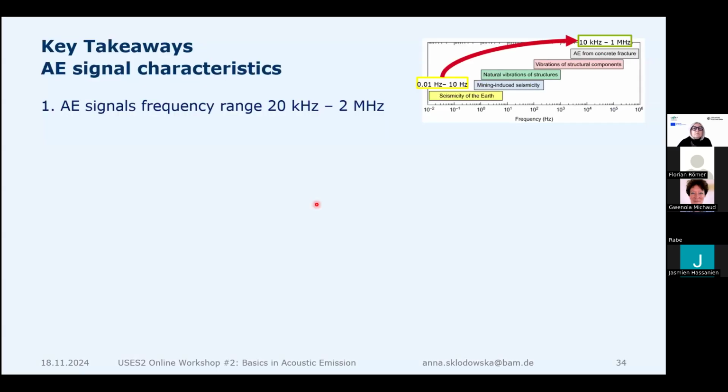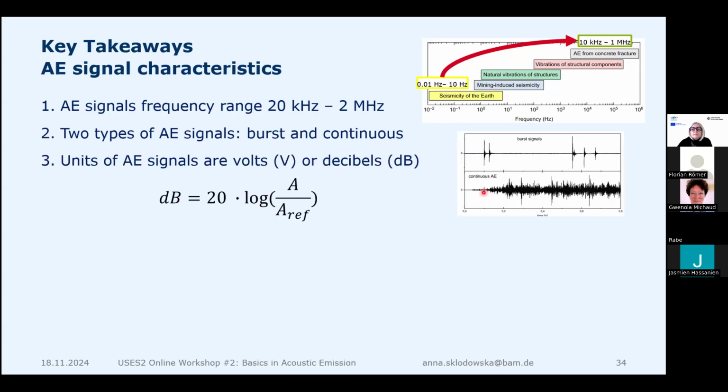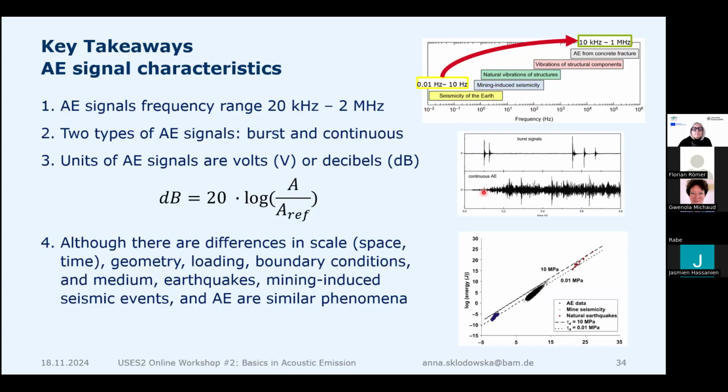So to sum up this part, we have key takeaways here. Acoustic emission signals are in the frequency range from 20 kilohertz to 2 megahertz, or 10 to 1, depending on the sources. We have two types of acoustic emission signals, burst and continuous ones. We measure acoustic emissions in volts or decibels. And although there are differences in scale, space-time, geometry, loading, boundary conditions and so on, earthquakes, mining-induced seismic events and acoustic emission are similar phenomena.